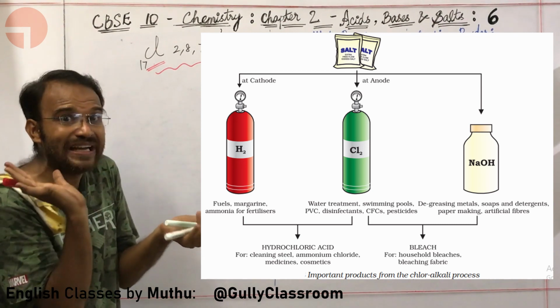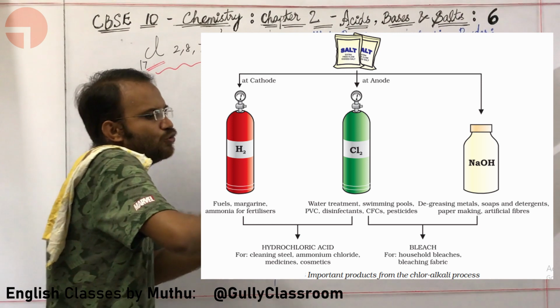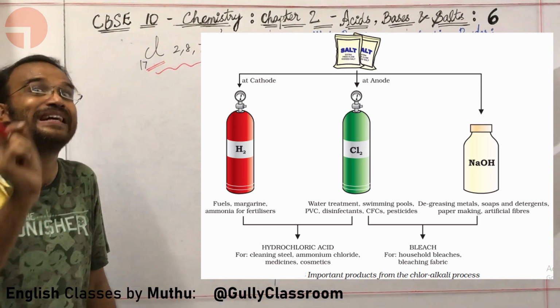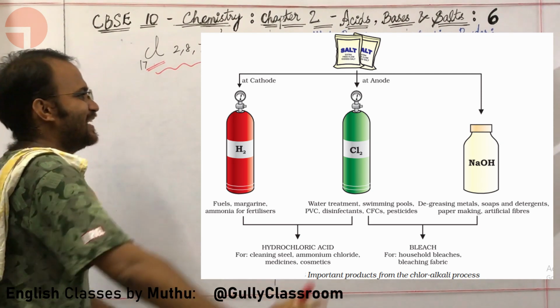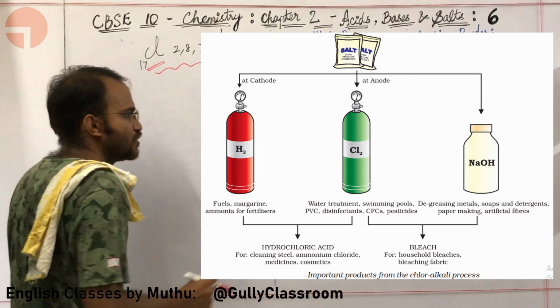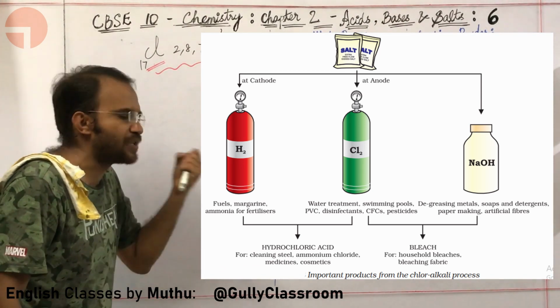So, when you are adding a very strong base to the grease on the metal, it can be used to neutralize and clean the grease on the metal. Also, sodium hydroxide is used in the manufacture of soaps and detergents.